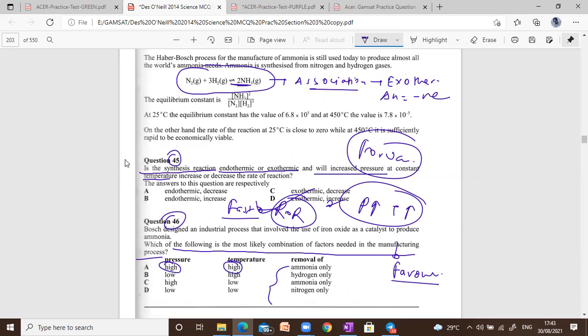Simple. If you want to check through ammonia, you can see ammonia is present on the product side. When you decrease the concentration of ammonia, meaning remove it, the reaction will move in the forward direction according to Le Chatelier's principle. So removal of ammonia should be the right choice. And for hydrogen and nitrogen, to proceed forward they should be added, not removed. It makes sense.